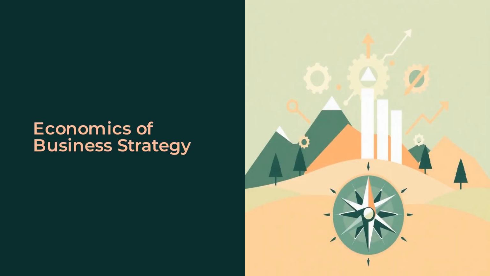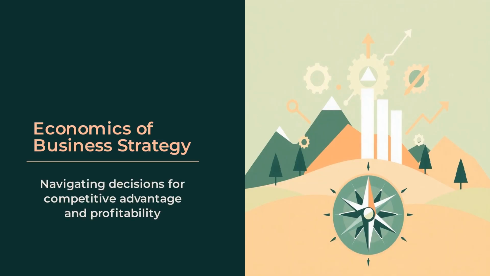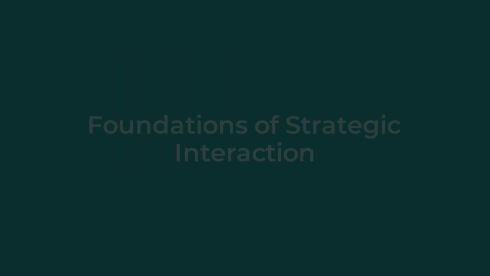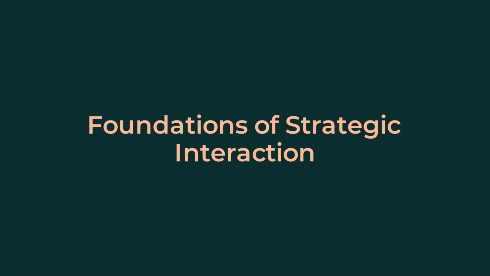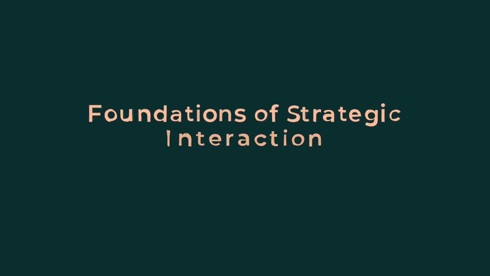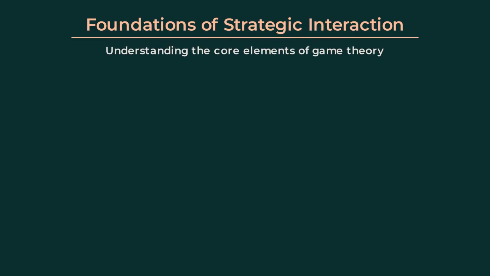Today, we're diving into the economics of business strategy, a crucial area for understanding market dynamics and firm behavior. This involves navigating key decisions to achieve competitive advantage and ensure long-term profitability in dynamic markets. Let's explore the foundations of strategic interaction, which provides a framework for analyzing how firms compete. We'll be understanding the core elements of game theory, a powerful tool for strategic decision-making.